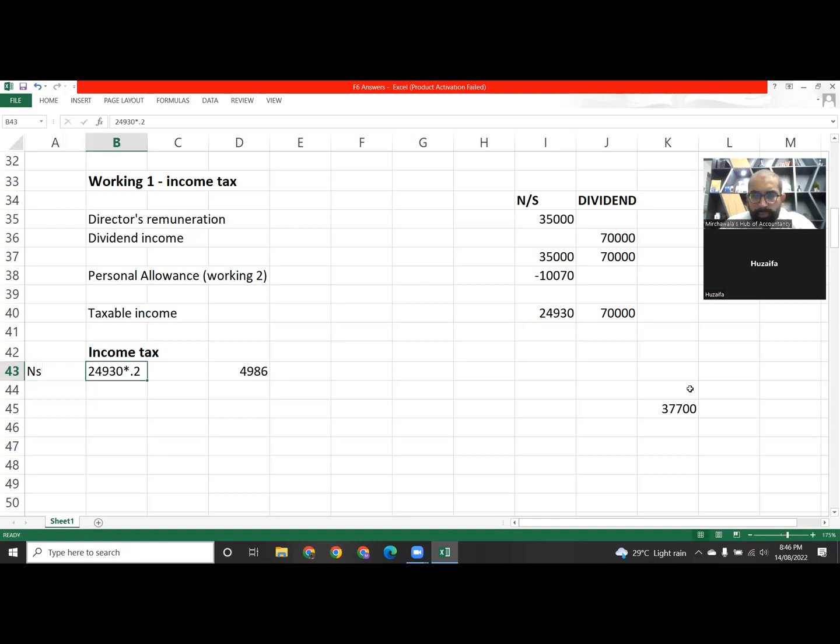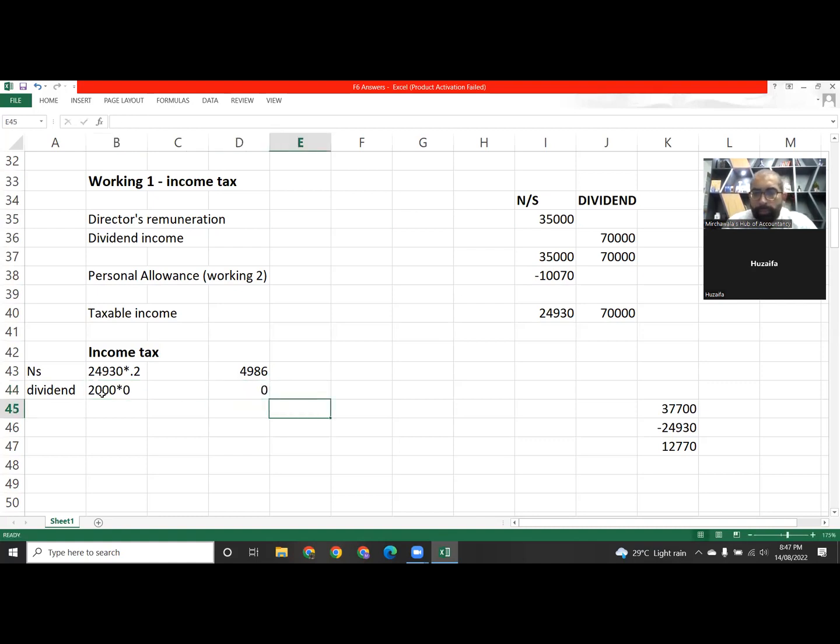Okay. Now, how much capacity is left? See this. Your band was 37,700 less 24,930. Now you have 12,770 capacity left. And now come to the dividend income. We all know for dividend income, the famous dialogue, always first 2,000 times 0%. NRB, dividend income NRB is irrespective of your income, right? So first 2,000 times 0%, so it will definitely be 0.